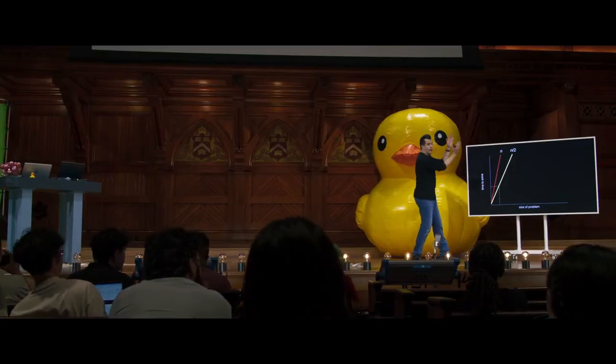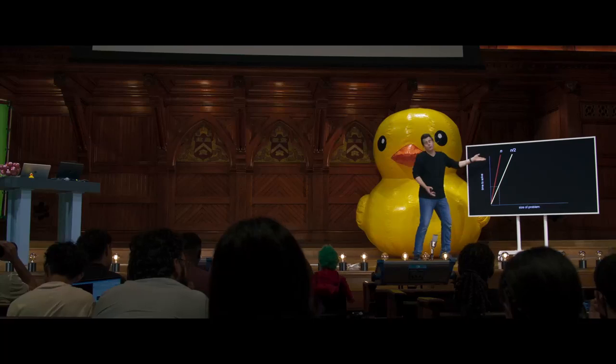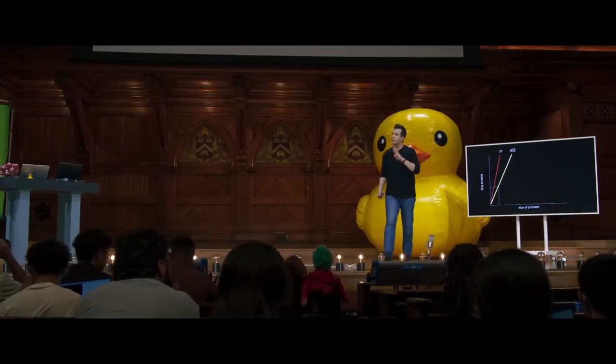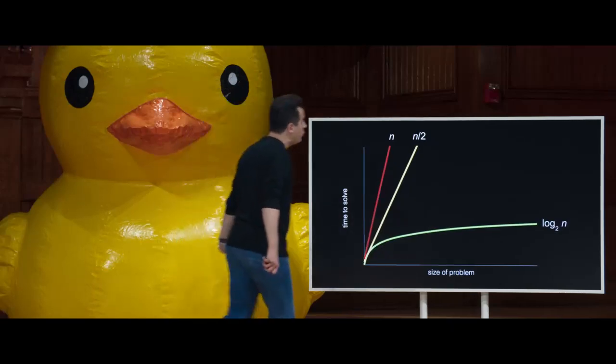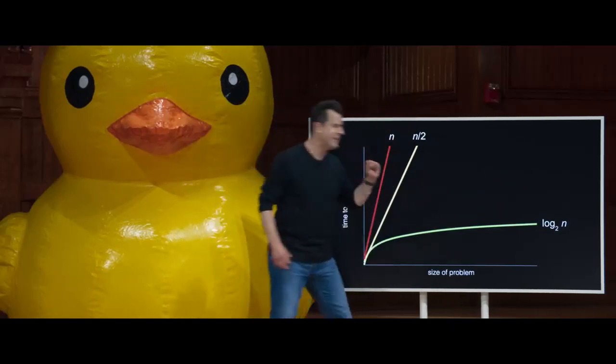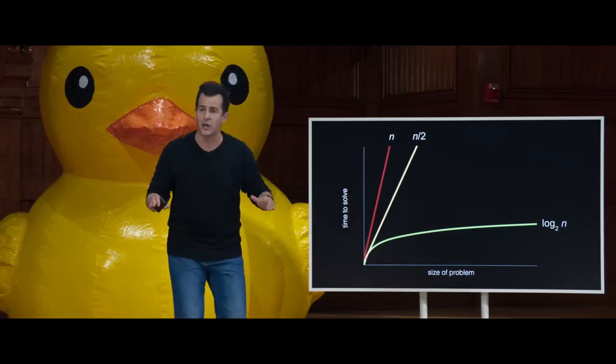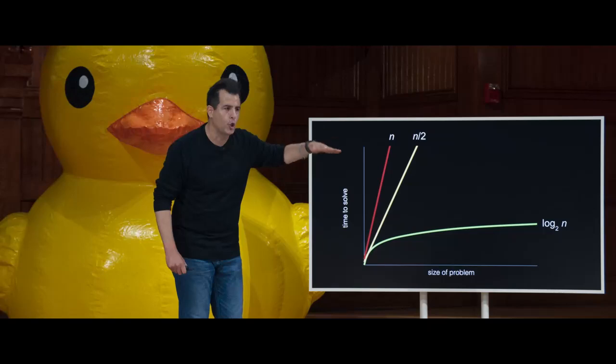So even though they're both straight lines, one is strictly lower than the other, which means it's faster, it's better. But the third algorithm is a fundamentally different shape, and it looks a little something like this. And it looks like it's going to flatten, flatten, flatten out, but it never does. It just rises ever so slowly.